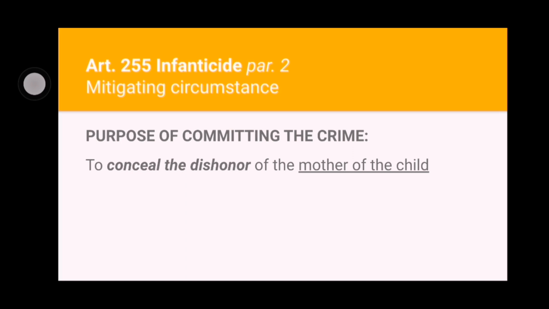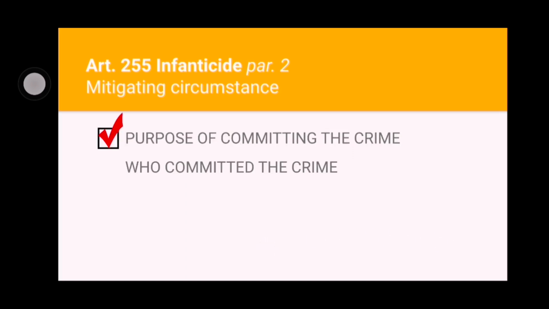Again, the purpose of committing the crime must be to conceal the dishonor of the mother of the child. So we're done with the purpose. We have identified what is the purpose of committing the crime under paragraph 2 for it to be appreciated as a mitigating circumstance. Let's find out who can avail of this mitigating circumstance.